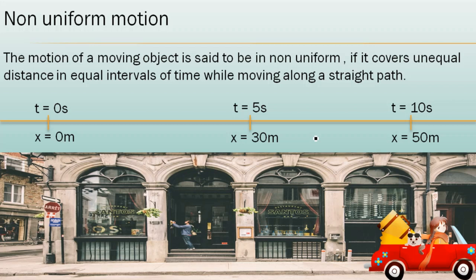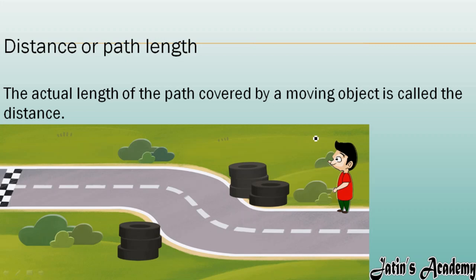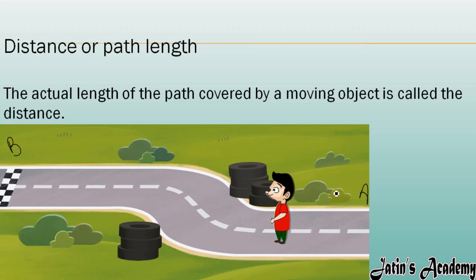Next, we are having distance or path length. So what do you mean by distance? The actual length or the path covered by a moving object is known as distance. Whatsoever is the actual path. Now this boy wants to go from this point A to at last point B. So whatsoever distance this boy is going to cover, that distance is known as path length or distance. This actual length, whatsoever this actual length is covered by this boy, that is known as its distance. Fine.